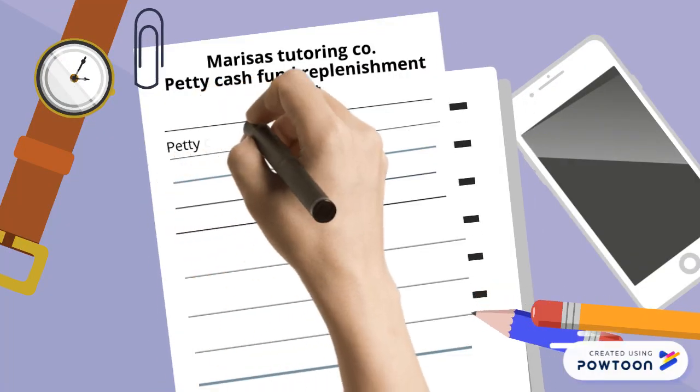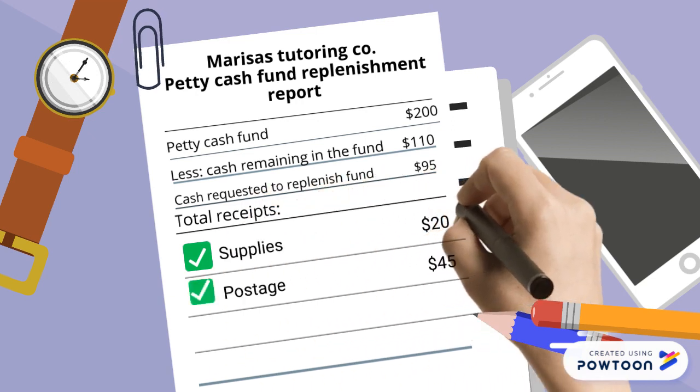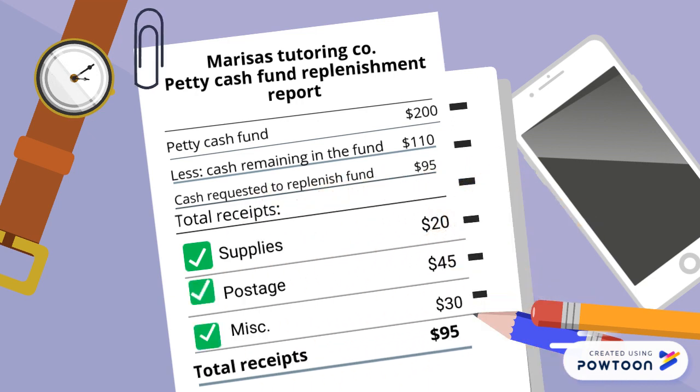The last stage is writing up a petty cash fund replenishment report. A third party will count the remaining cash left in the fund and will request to replenish the amount required to get it back to its original sum.